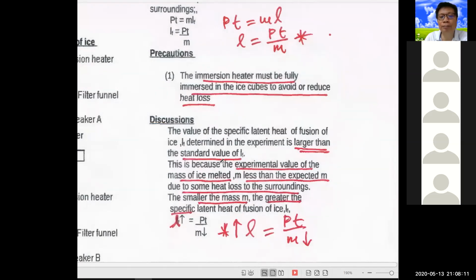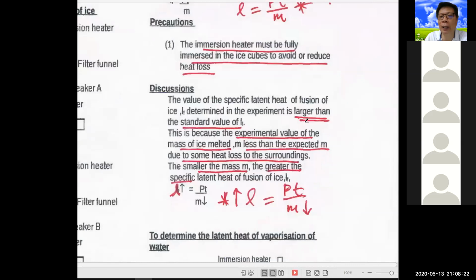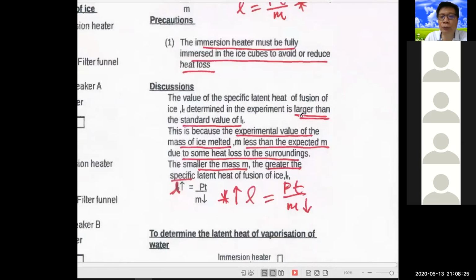And discussion. The value of specific latent heat of fusion for ice determined is larger than the standard value. Please highlight, always larger one. So meaning that next time when you do the experiment, you must expect your answer to always be bigger than the standard value. The reason is, highlight, this is because experimental values of mass of ice melted is less than the expected mass due to heat loss to the surrounding ice.